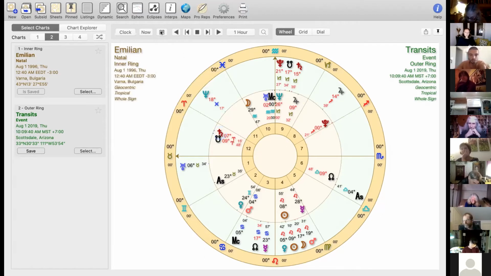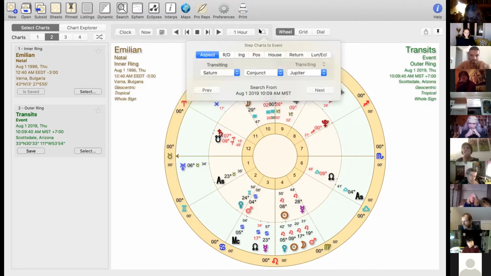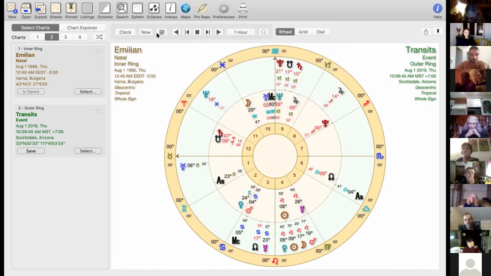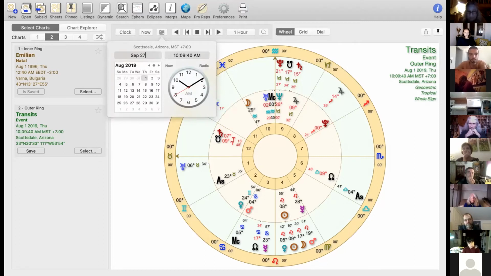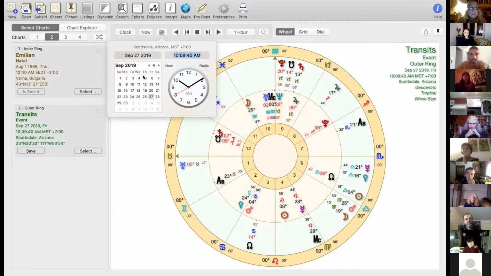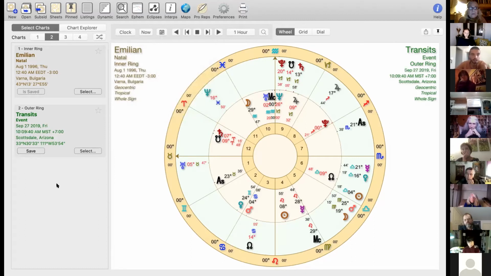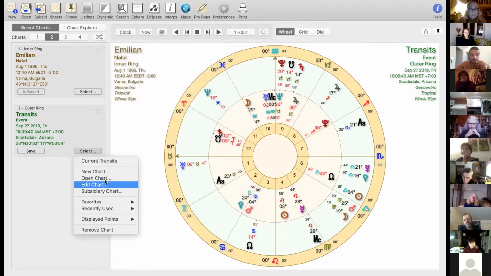And I'm gonna go ahead and just jump to the dates that I want to talk about that are the most significant. So the first one is September 27th, 2019. We can leave it at that. I'll go ahead and edit this place.